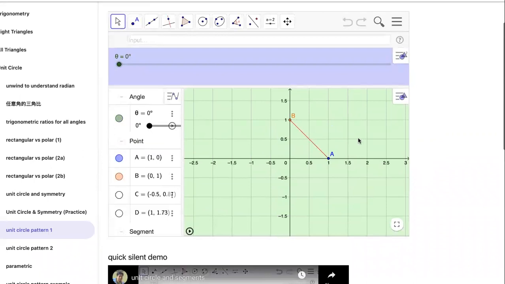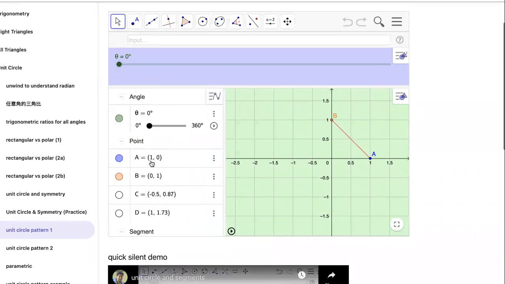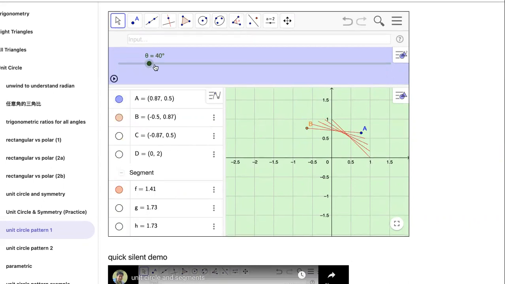Okay. And you can see basically in the graph here, I have 2 points, A and B. A is (1, 0), B is (0, 1). Right? But if you click inside, then you can see the definition, right? Cosine theta, sine theta. And where theta is something here, right, that you can change. Okay.